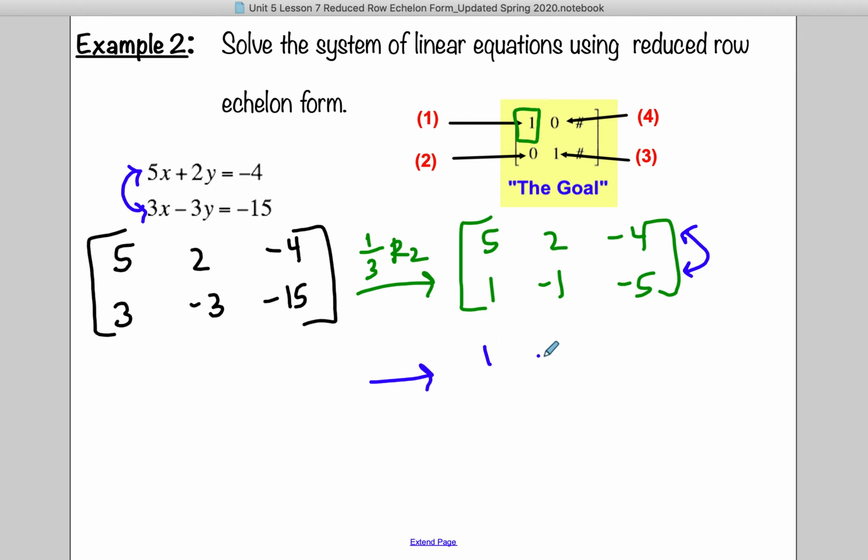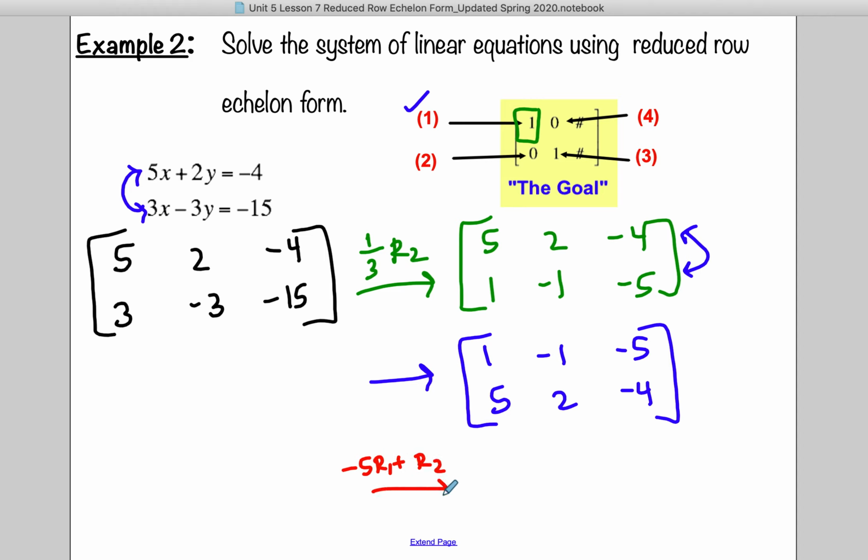So I now have 1, -1, -5, 5, 2, -4. So now I have met goal 1. Goal 2 is to make this a 0. The way you get a 0 is you take the opposite row and multiply it by that opposite sign. This is a positive 5, so I'm going to take this one times -5, and then add them together. So I'm going to take my row 1 times -5, and then add it to row 2. Let's remember who is staying the same this time, because we can only change one row at a time. Row 1 is staying the same.